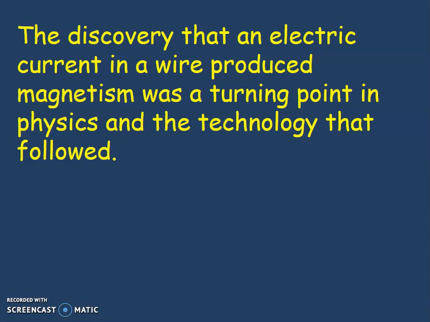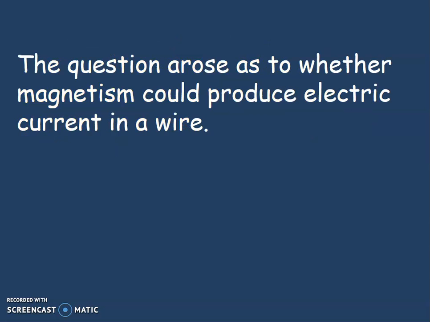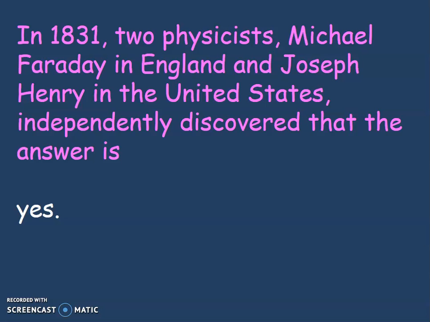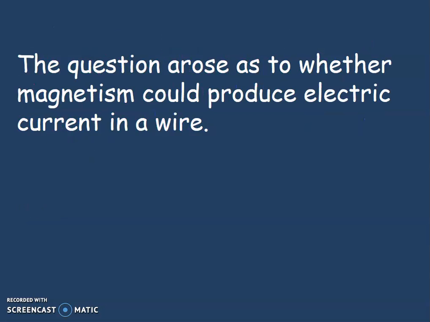The discovery that an electric current in a wire produced magnetism was a turning point in physics and the whole world, and the technology that followed. The question arose as to whether magnetism could produce electric current in a wire. In 1831, two physicists, Michael Faraday in England and Joseph Henry in the United States, both of whom were world famous, independently discovered that the answer is yes. Yes. Can magnetism produce an electric current in a wire? Yes. And it goes the other way. An electric current in a wire produces magnetism.